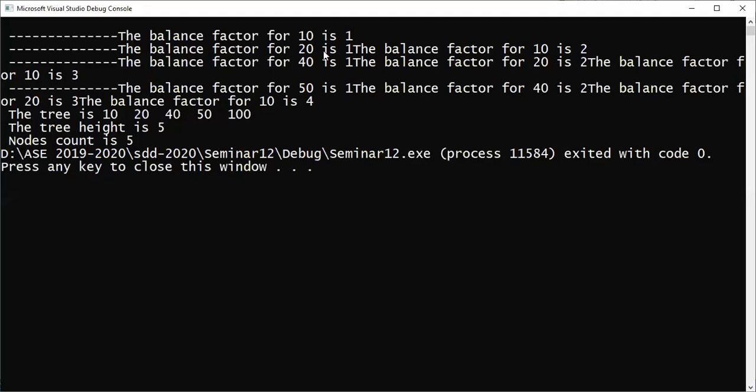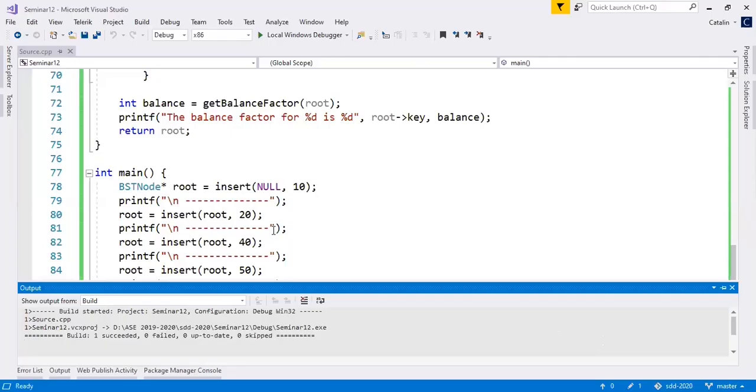Okay, here are the values. I forgot about the backslash n. I have a backslash n here. We needed another backslash n because printf does not add a newline. So let's fix that to see them on the same line.